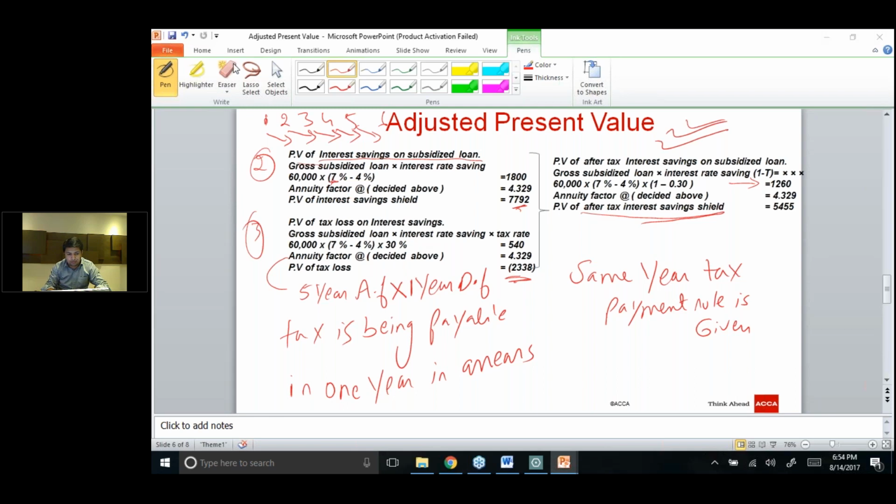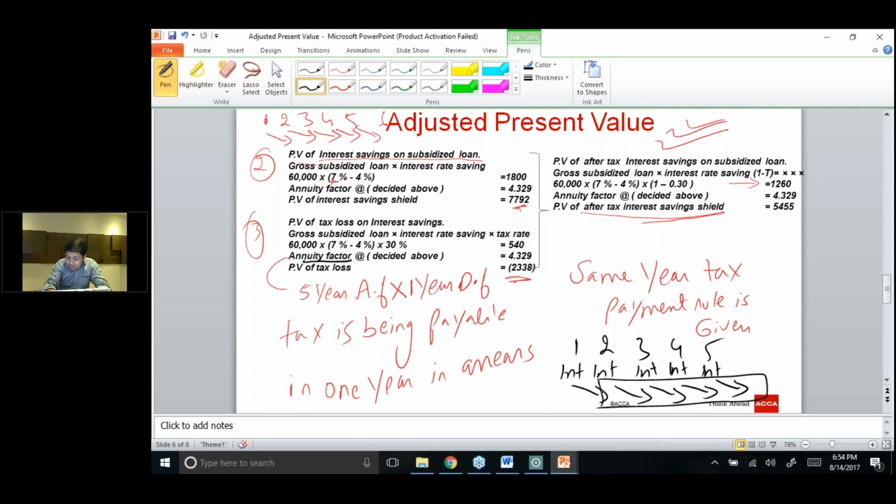Like if we assume that you are going to have interest on every year, a tax will be 1 year in arrears. So when you use 5-year annuity factor, these 5 years will be starting from year 2 till year 6. So its answer will be at the end of year 1.